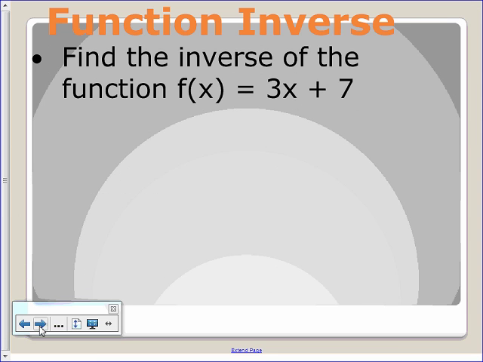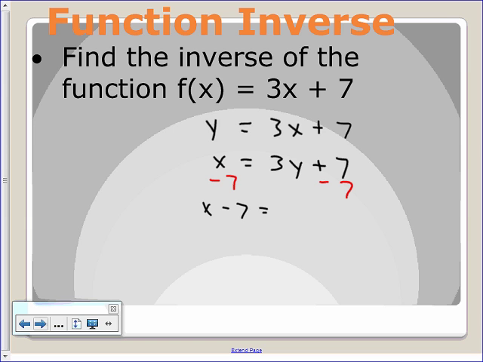So find the inverse of the function f of x equals 3x plus 7. First step, change f of x to y. Second step, switch x and y. Now we're going to solve for y. And our last step is switch y to the inverse of f of x.